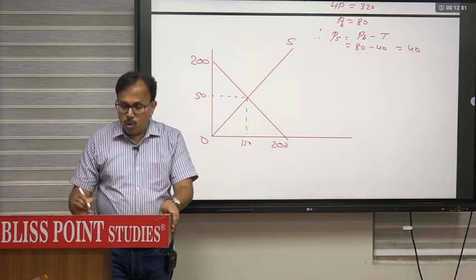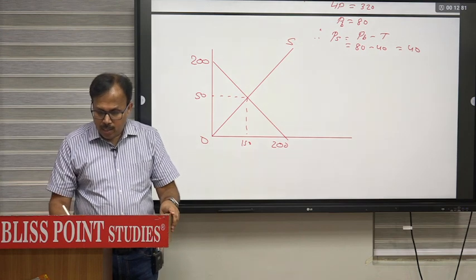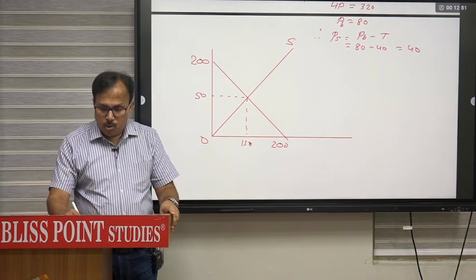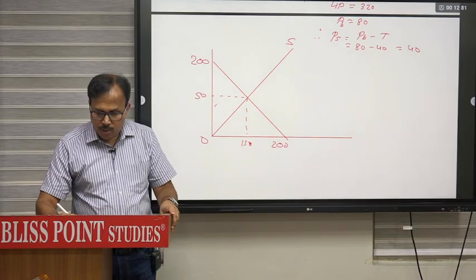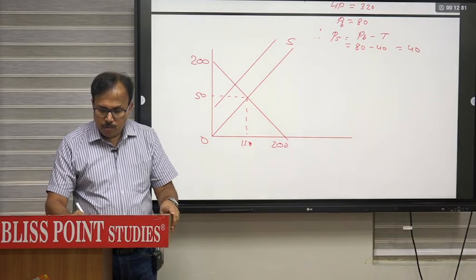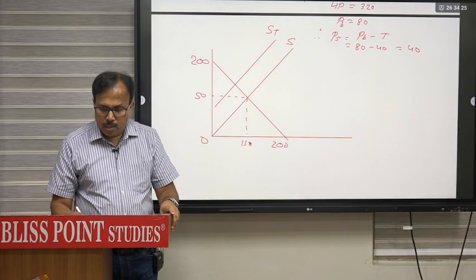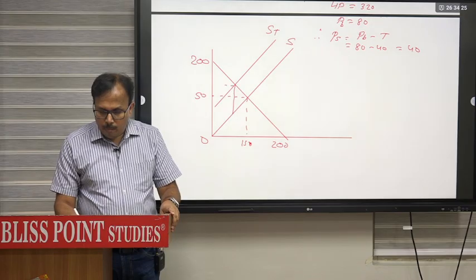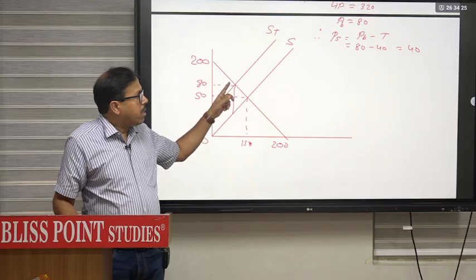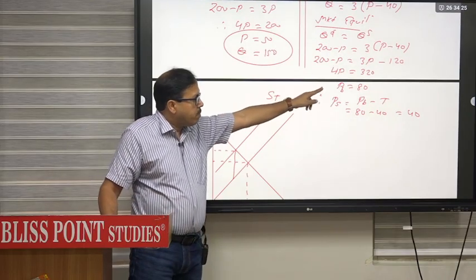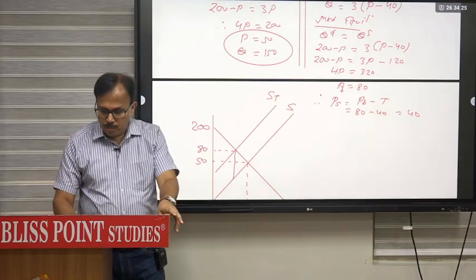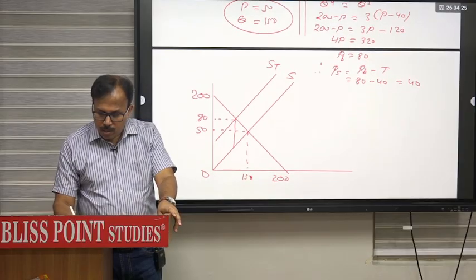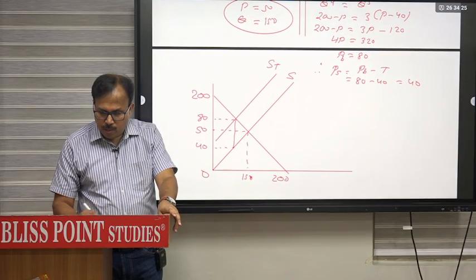देन देयर इज अ टैक्स ऑफ 40 imposed. So tax of 40 will shift the supply curve. This is supply after tax. This gap is of 40. After that you calculated a price of 80. So that was the price paid by the buyer. ये price आपने यहाँ calculate कर रखा है 80 और seller के लिए price 40. This is the price for seller which is 40.